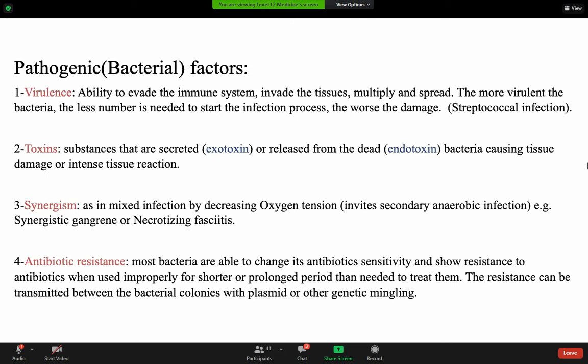Antibiotic resistance. Most bacteria are able to change their antibiotic sensitivity and show resistance to the antibiotic when used improperly. That's why we have to make sure that we give the patient the correct antibiotic. We start with a broad spectrum antibiotic and then we go based on tissue culture or blood culture or whatever.